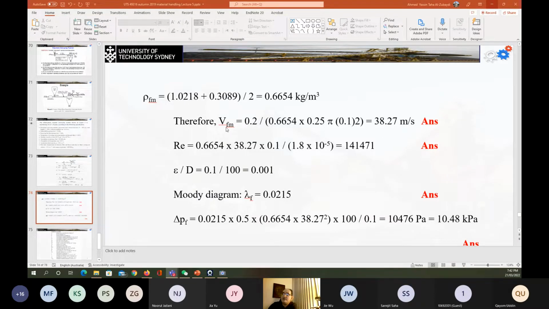So we found the mean velocity in the pipe. For the Reynolds number, it's going to be equal to the density multiplied by the velocity multiplied by 0.1, divided by the viscosity. We got the value for the Reynolds number. The roughness over diameter is going to be equal to 0.1, which goes to a fraction, divided by 100, and this will be 1 in 1,000.